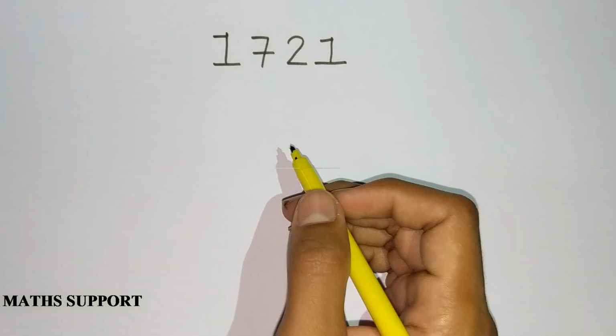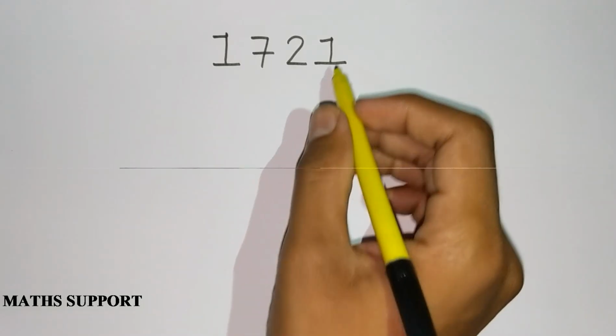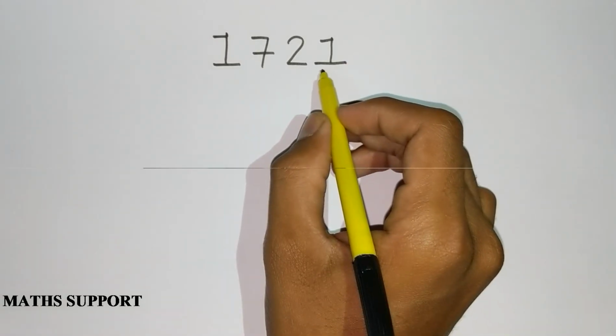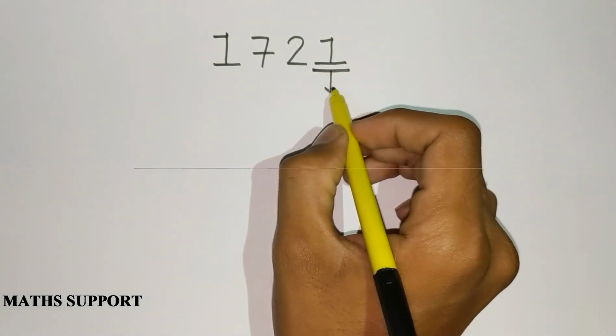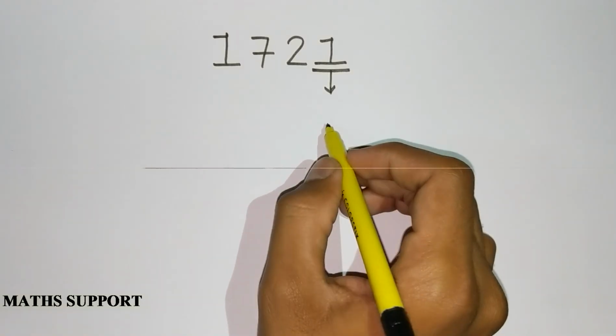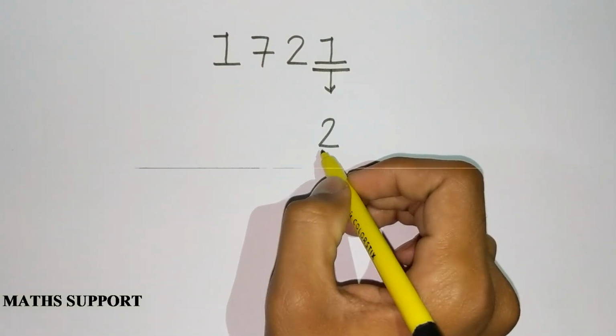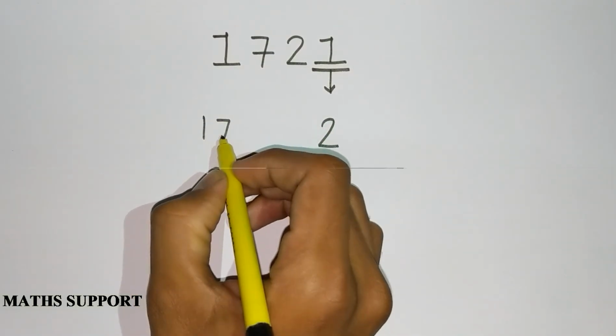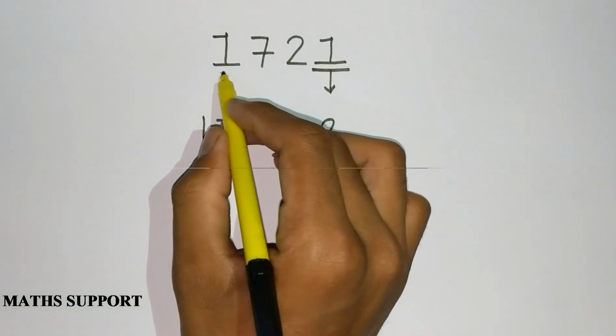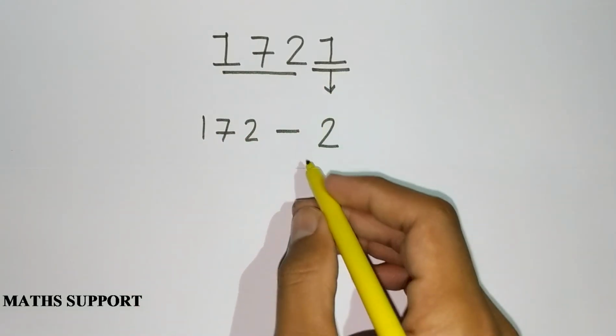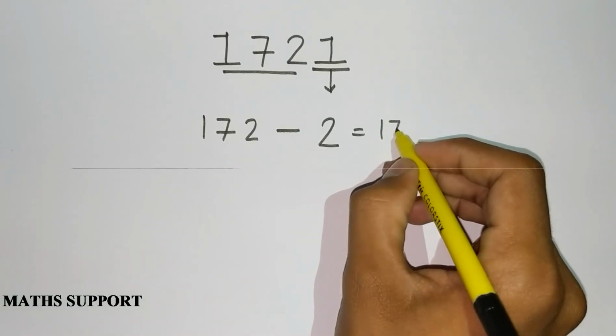That's all. Now suppose you want to check 1721. We select the first digit and multiply it by 2, so 1 times 2 is 2, and subtract this number from the remaining number. Here the remaining number is 172, so you get 170.